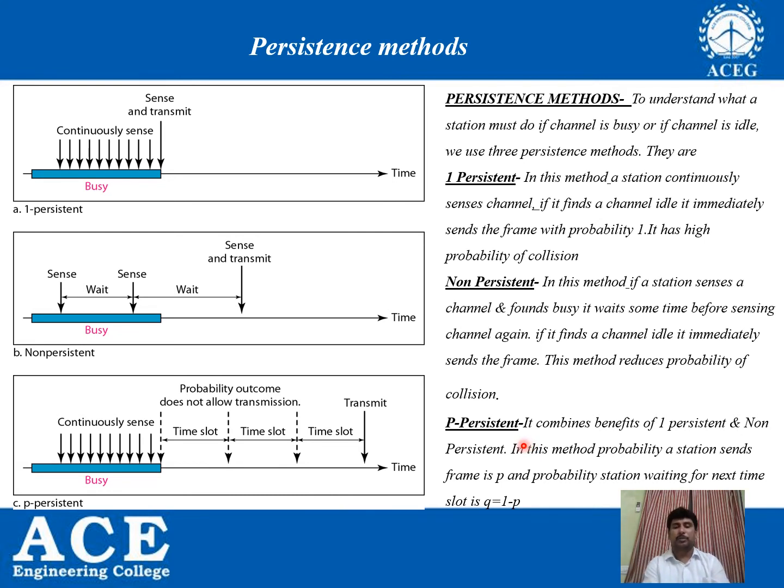Here, depending on the probability, you decide either to send the frame or wait until the next slot. For instance, if the probability is less than p, you will send. If the probability is greater than p, which is q equal to 1 minus p, then you wait for the next time slot. Again you check the probability. If it is greater, then you wait. When it is lesser than p, you try to transmit.